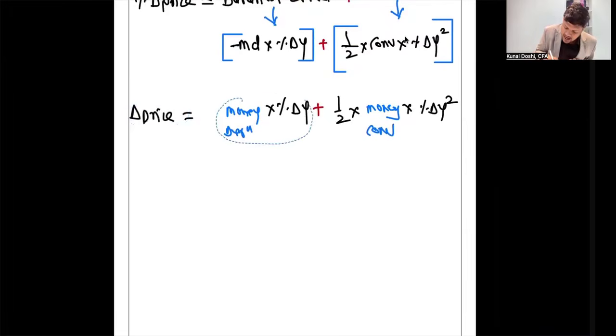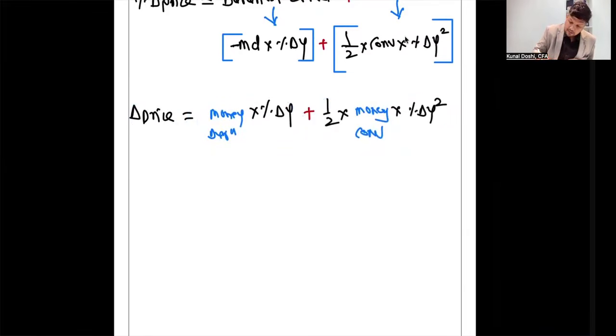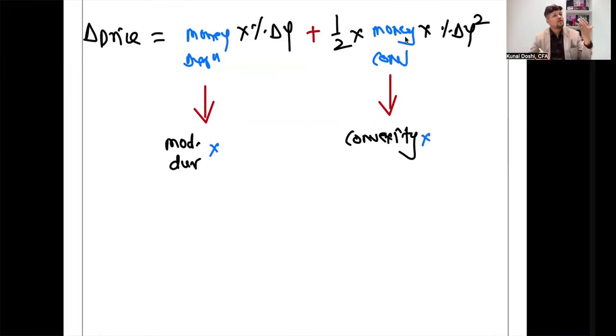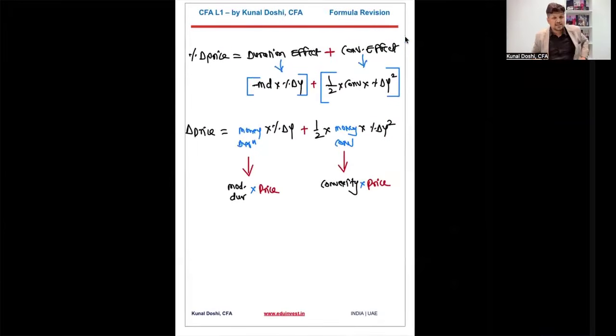And now we will understand how to derive money duration and money convexity. Remember money duration and money convexity, very easy. Whatever modified duration you have, or whatever convexity you have, only one step we have to do to convert it into money. What do we do, guys? We multiply that with the price of the bond, with the full price of the bond. Simple. Everyone with me on this?